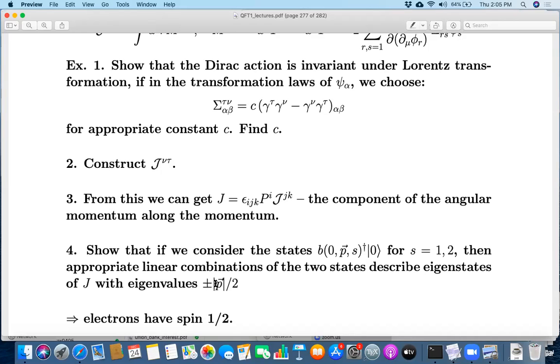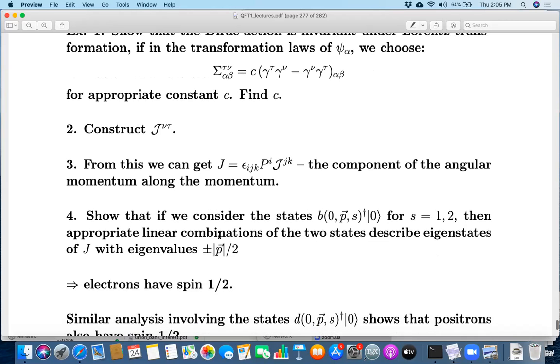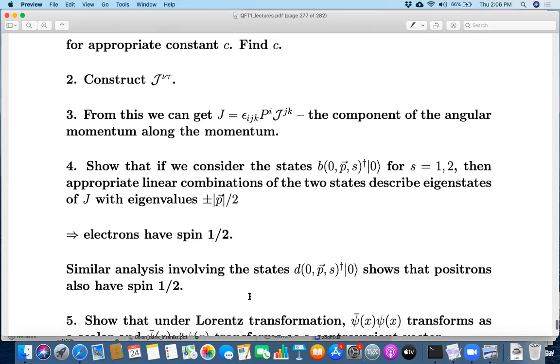Because a spin half state can exist in two spin states along a given direction. Here the direction we have taken to be along the direction of the momentum, just so that the orbital part doesn't contribute. And then we can show by the fact that these eigenvalues are plus minus half, after they have been divided by |p|, it follows that the electrons have spin half. And we can do a similar analysis involving these states, and that in turn shows that the positrons have spin half.